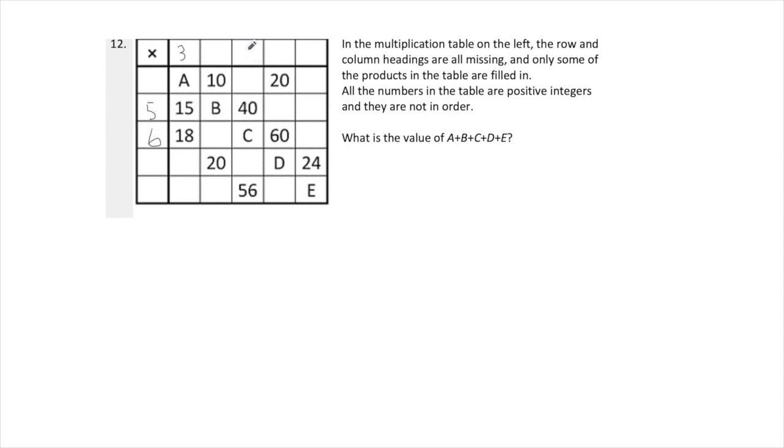40 divided by 5 is 8. 60 divided by 6 is 10. 20 divided by 10 is 2. 10 divided by 2 is 5. 20 divided by 5 is 4. 24 divided by 4 is 6. And 56 divided by 8 is 7.